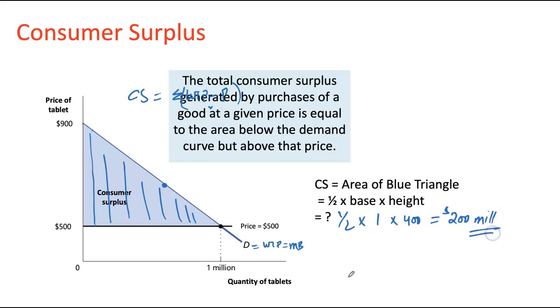Why am I using the unit of million? Because the quantity of tablets being sold is 1 million. So we are working with a very large quantity. So make sure you're working with the correct units.